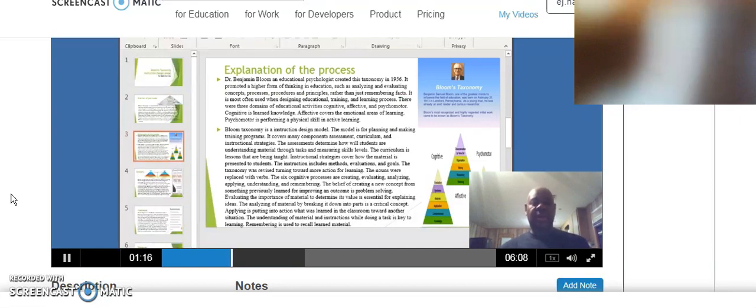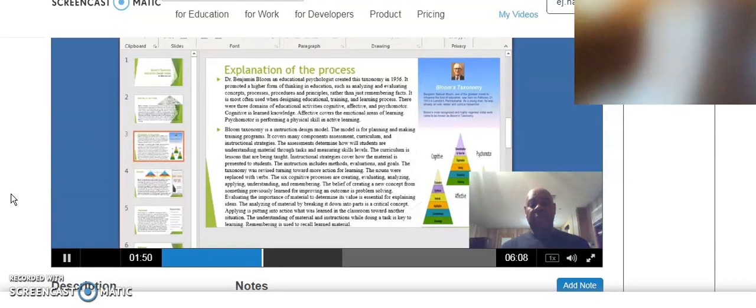Process, explanation of the process. Dr. Benjamin Bloom, an educational psychologist, created this taxonomy in 1956. It promoted a higher form of thinking in education, such as analyzing and evaluating concepts, processes, procedures, and principles, rather than just remembering facts. It is most often used when designing educational training and learning processes.